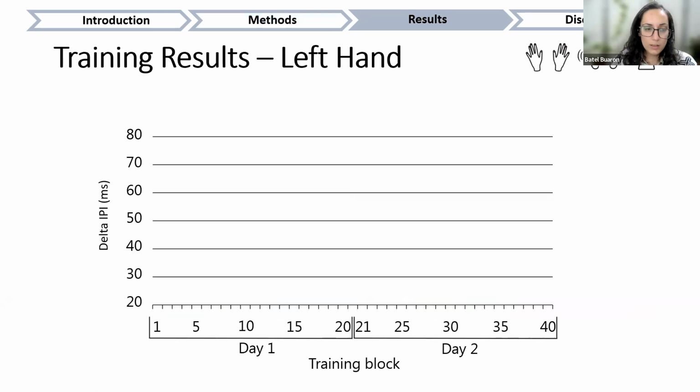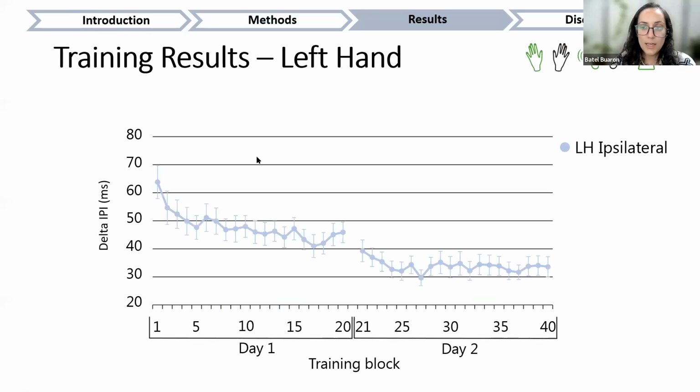So when we look at the results, in the x-axis you can see the training blocks in the 2 days, day 1 and day 2. And in the y-axis, you can see the delta IPI, the difference from perfect performance. For the group that trained with the left hand and had ipsilateral feedback, we can see, first of all, that participants improved over time. In here, lower is better. Lower delta IPI means lower difference from perfect performance.